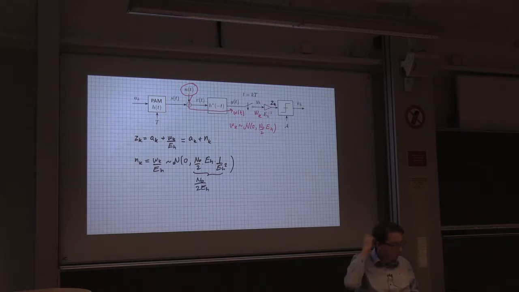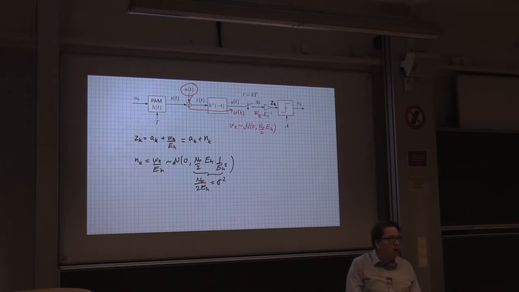And since this is a little bit cumbersome to write, we'll call that sigma squared. All right, so what have we done now? Well, now we know the statistical properties of ZK. It's AK, the transmitted symbol, plus a noise contribution NK, and NK is a Gaussian random variable with 0 mean and variance sigma squared, where sigma squared is equal to this.